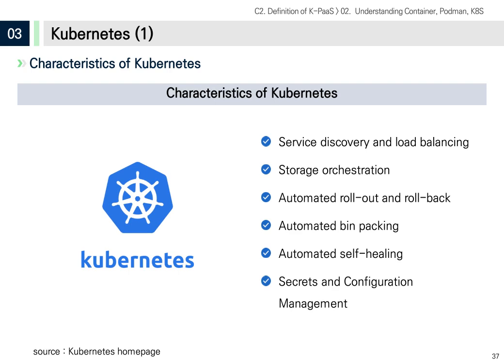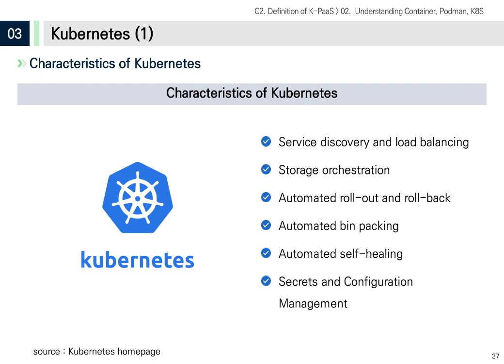These are some of the features of Kubernetes. First, because Kubernetes can expose containers using DNS names or using their own IP addresses, it can load balance and deploy network traffic to ensure that your deployments are reliable when container traffic is high.